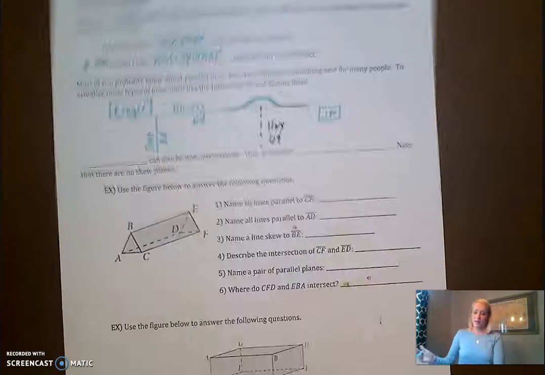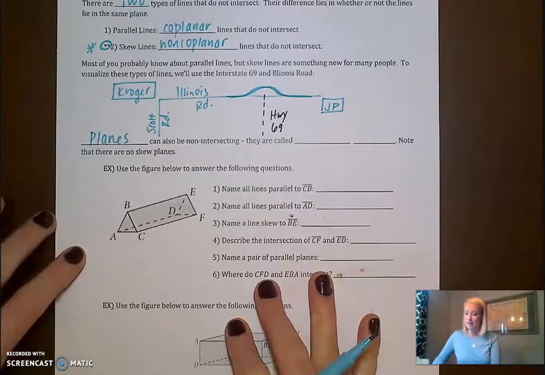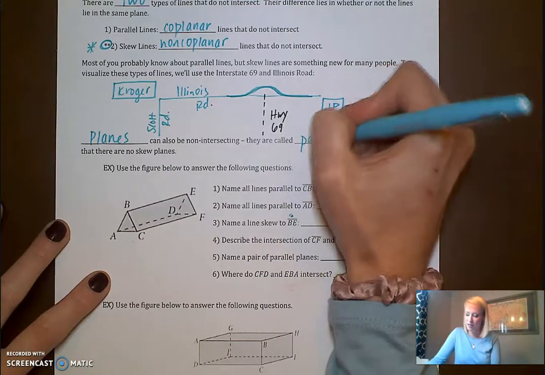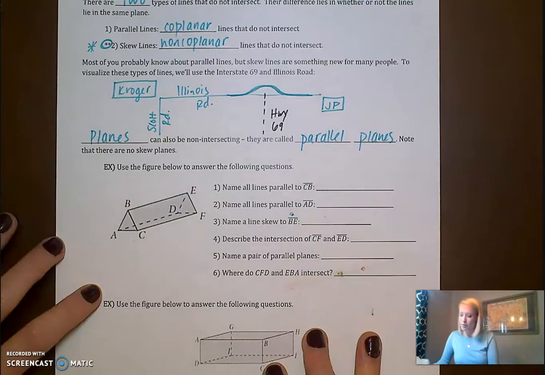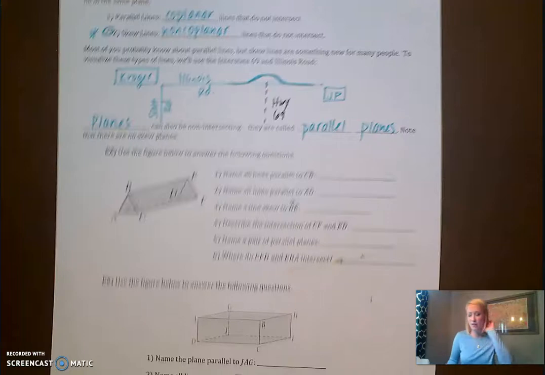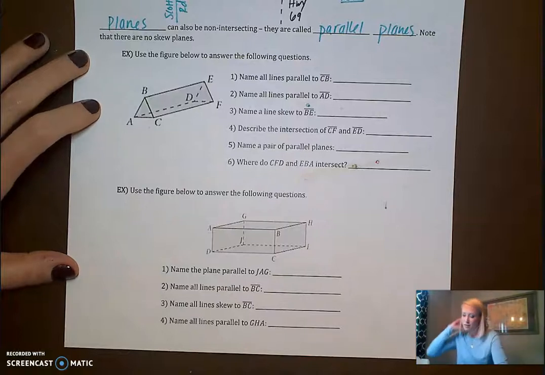Realize that planes can also be non-intersecting, don't cross each other. There's no such thing as skew planes. If planes don't intersect, they're just going to be parallel planes, at least in our examples. So 2 examples to kind of finish this off here. See what you think. This is the kind of stuff you'll be asked tomorrow when we do practice problems.